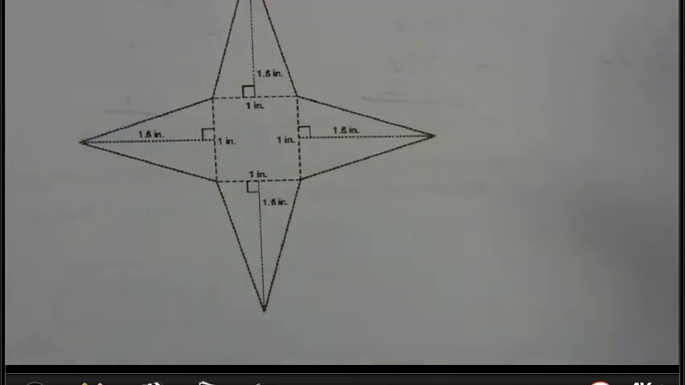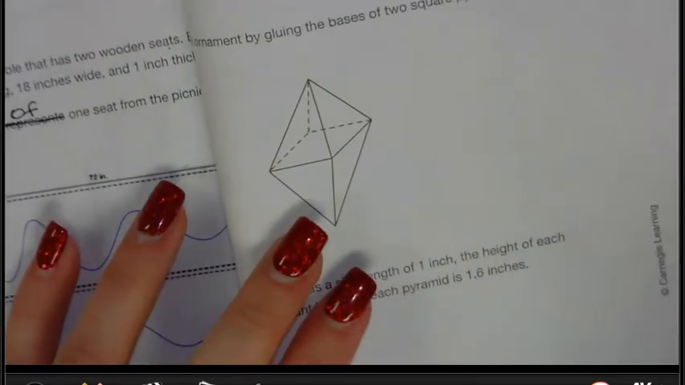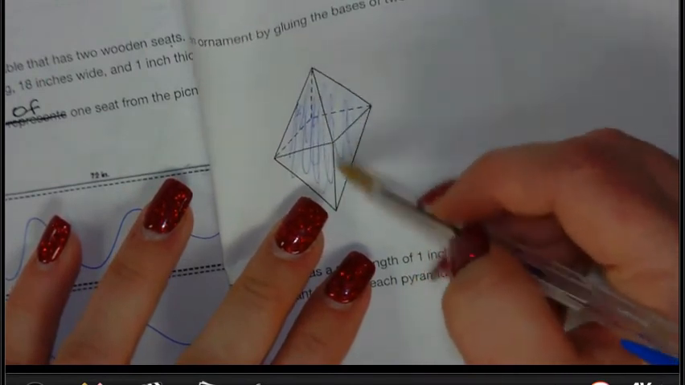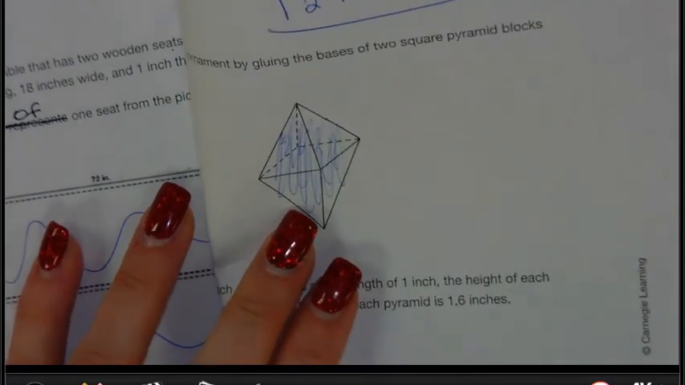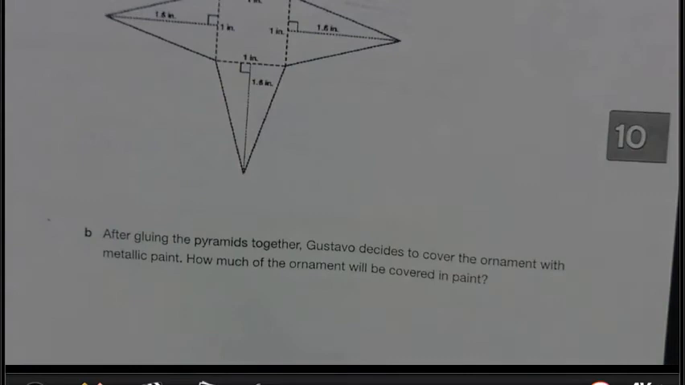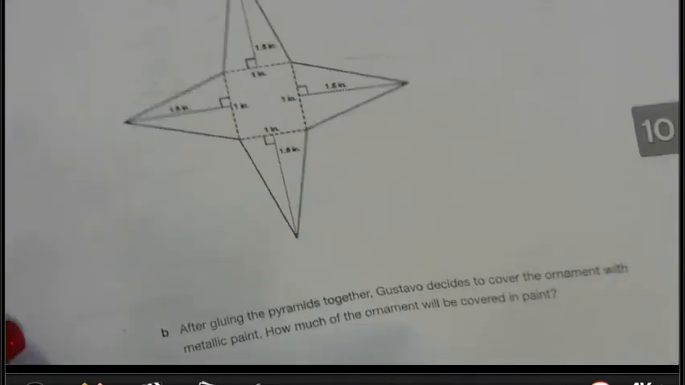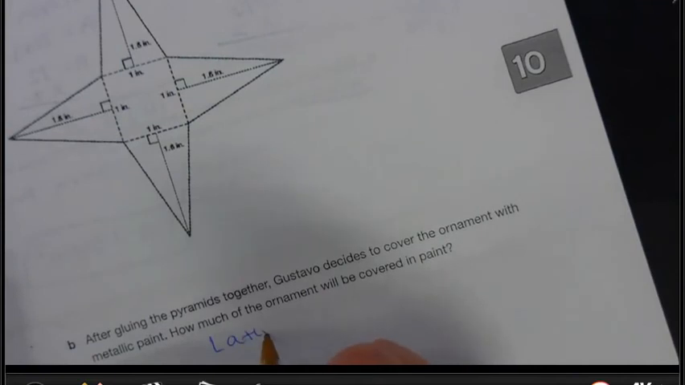Okay, draw your net. Now, what it's asking me is that Gustavo glued the 2 parts together. Okay, so we saw this. I want to paint my entire ornament in a metallic color. So when I'm painting everything, do you think I'm going to paint all the sides on each of my square pyramids here? No, it looks like I'm going to only be painting the sides of my square pyramid. Now, how many square pyramids do you see that are glued together? I see 2.